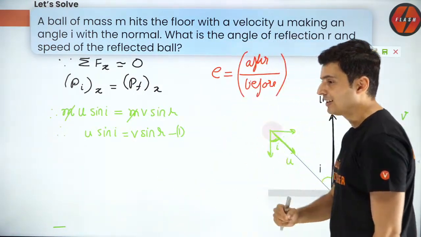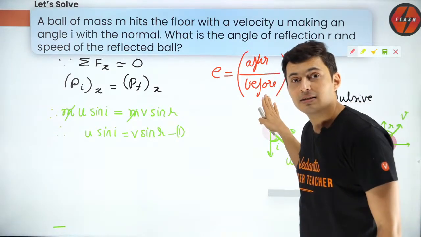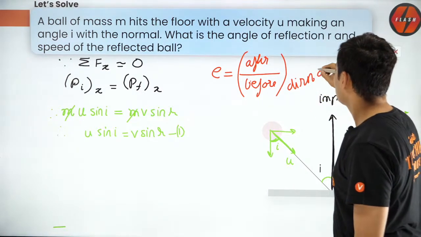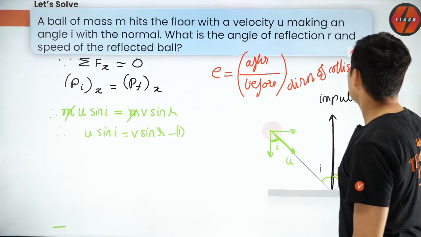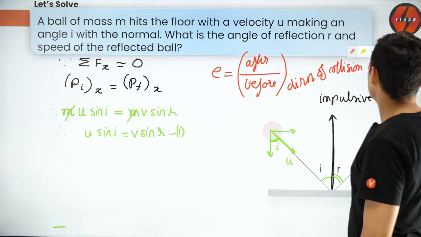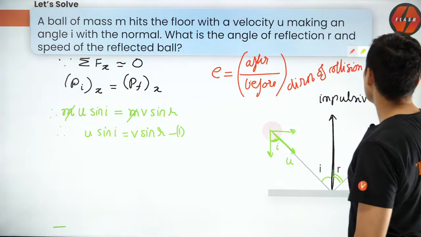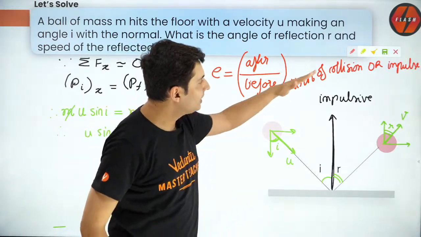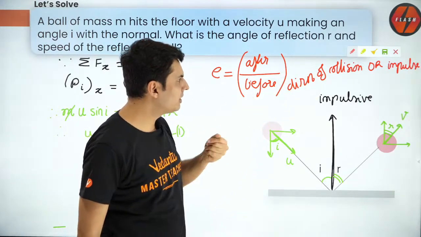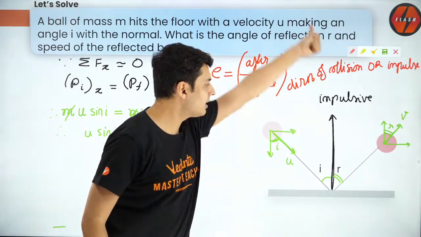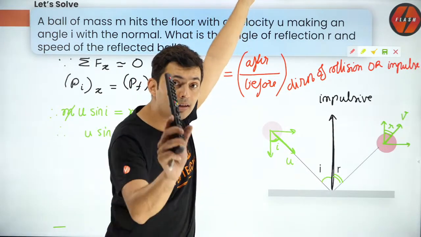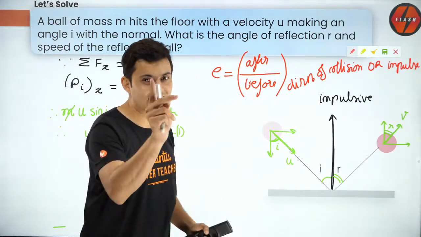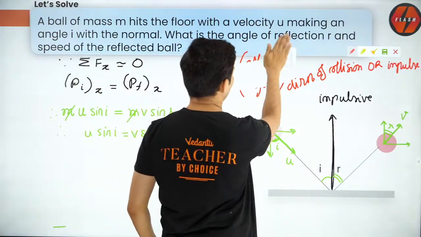Alright, so here is the trick. The trick is you should only apply this equation along the direction of collision, or impulse. Only these velocities should be measured along the direction of the collision. Now what is the direction of collision or impulse? It's very obvious here. There is a sudden impulse this way. So all the velocities only in the y-axis should be accounted for, nothing else. That is the catch, and if you know this, only then you can solve the problem.